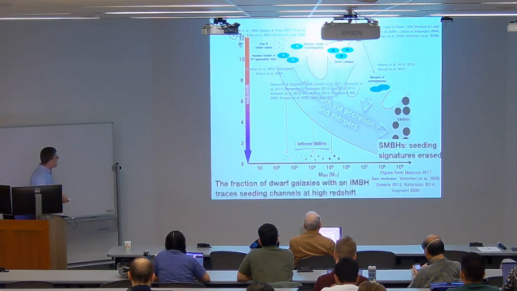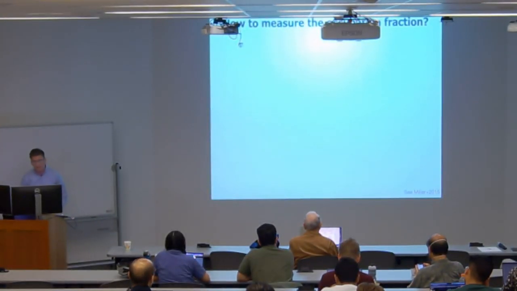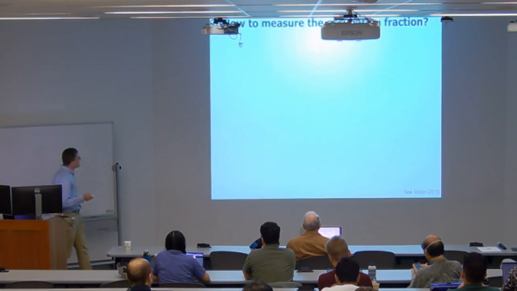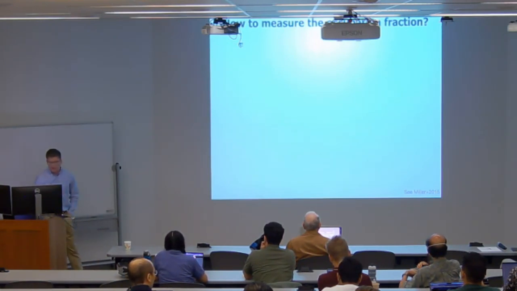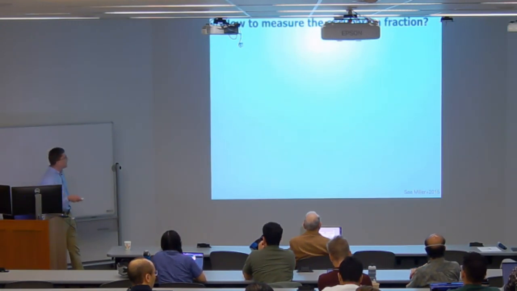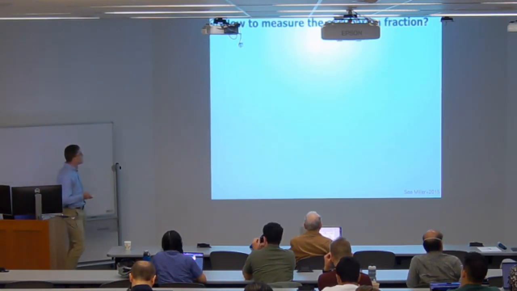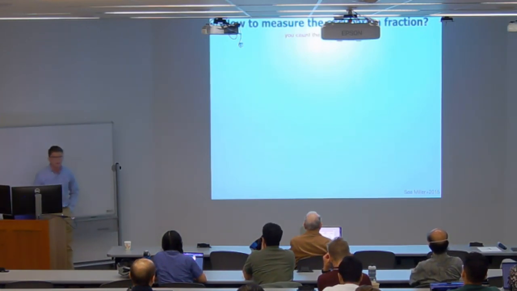Okay, so how do we measure the occupation fraction at low redshift? The black hole occupation fraction is what I'm talking about here: the fraction of local galaxies that have a supermassive black hole in their center. That could be sensitive to these relic populations at high redshift. So how do we measure this in local galaxies? Well, you just count them, right?